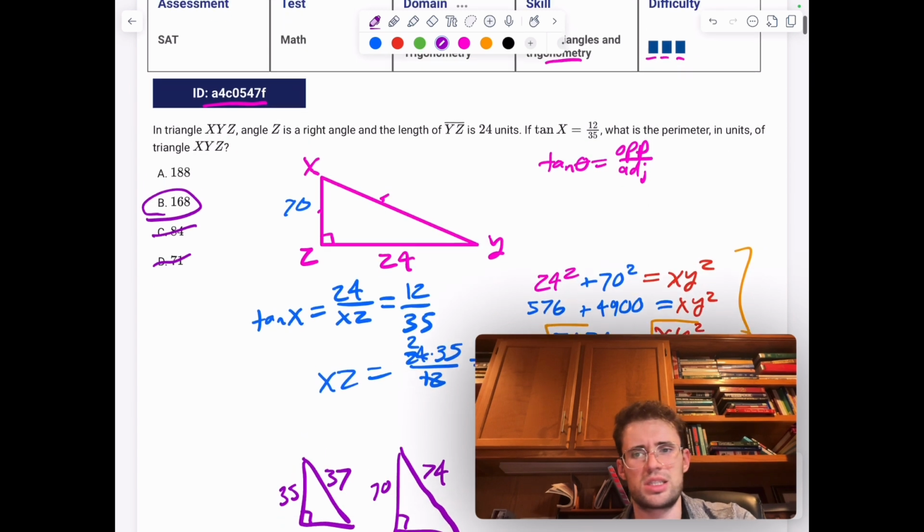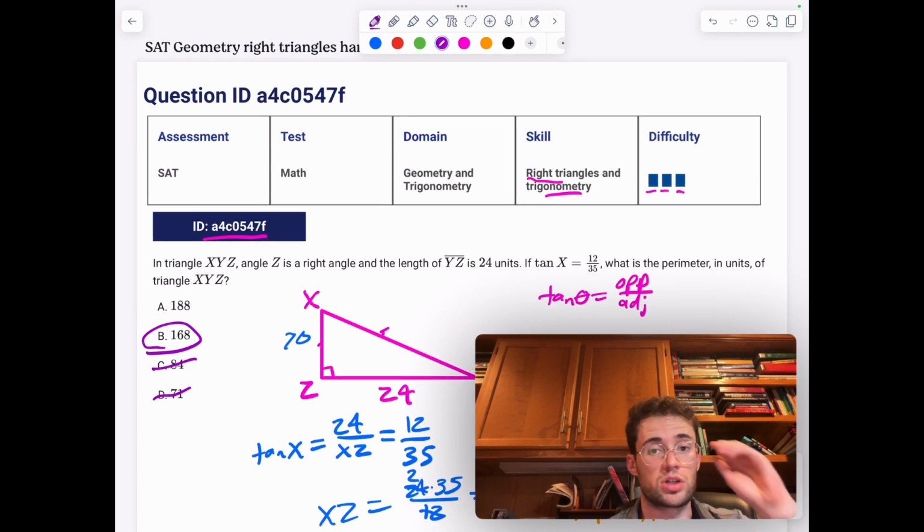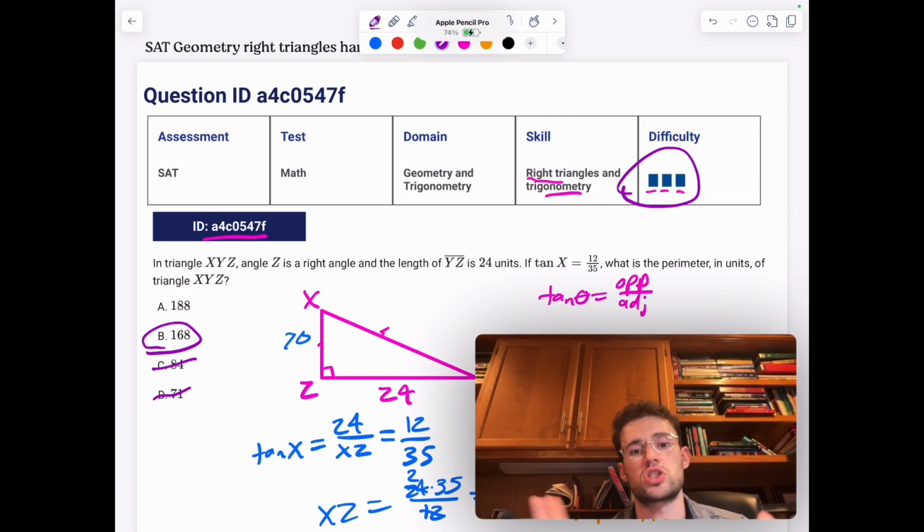And yeah, that's the gist of it. So these were all of the right triangle and trigonometry geometry problems with hard difficulty. There'll be one more geometry video coming that has all the circle questions as well.